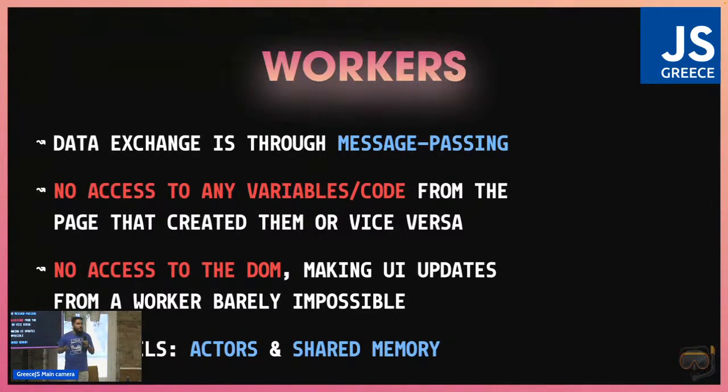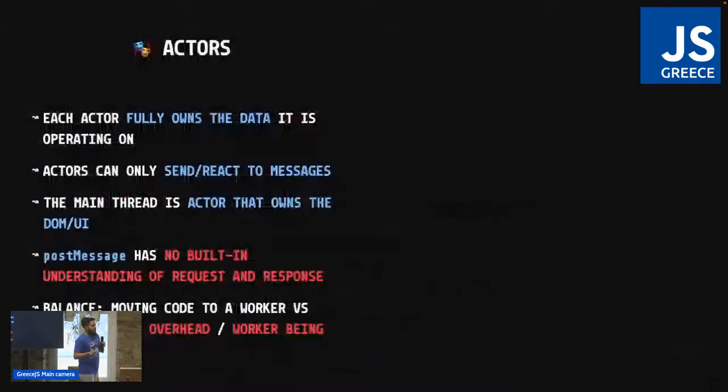And if you think about developing with workers, you have pretty much two models. You can think in terms of actors, or you can talk about shared memory. In actors, if you've done backend development before with something like Erlang, Elixir, etc., an actor is an abstraction that fully owns the data it is operating on. So they only send and react to messages between them. Let's imagine in the browser that the main thread is the actor that owns the DOM and the UI it is operating on. In a web worker, we have the postMessage method. But basically, postMessage has no understanding of request and response, so you have to implement that if you want to do things that scale.